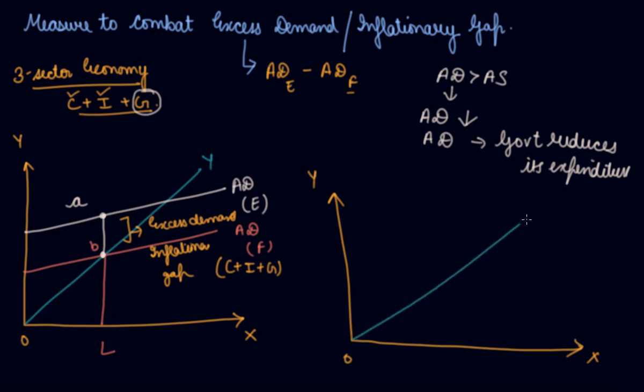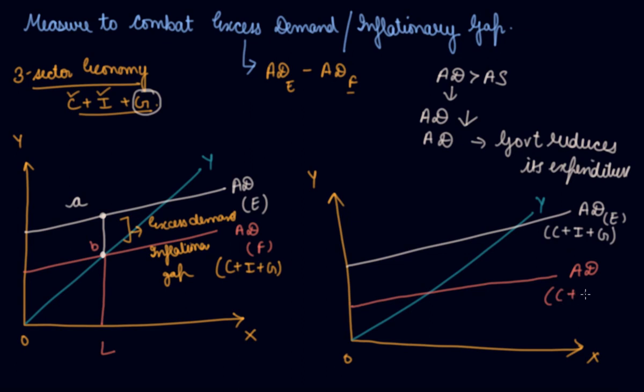If your aggregate demand is more than the aggregate supply, which means you are at this situation when your aggregate demand C plus I plus G, you are at E point when your aggregate demand is more than the full employment level. So in order to reduce your aggregate demand and come to the equilibrium of full employment level, your government expenditure has to be reduced. So your government expenditure will be reduced and thus it reduces your aggregate demand.